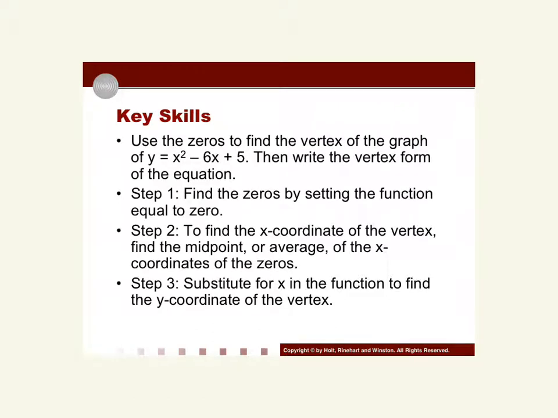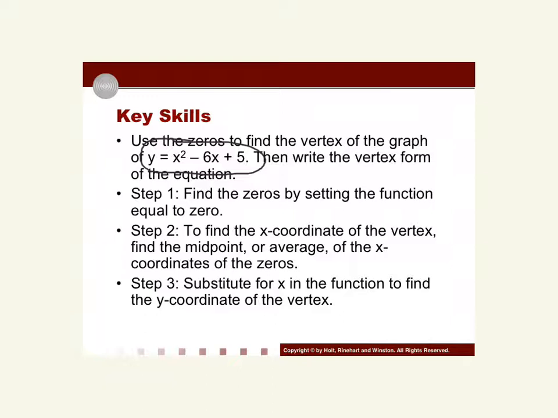Good evening, Titans. Tonight we're going to continue with lesson 10.1 and talk about one of the other objectives we needed to be able to do for this lesson, which is to find the vertex of a quadratic equation when it's not given to us in vertex form. We'll do this by first, if we're given the equation y equals x squared minus 6x plus 5, finding the zeros of this function by factoring it.